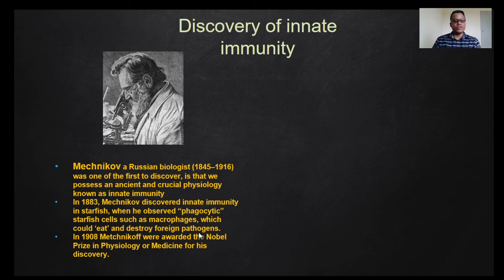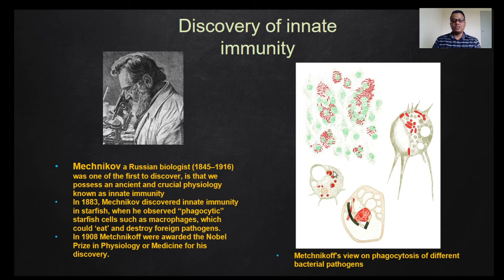In 1908, Metchnikoff, this is another way of spelling his name, was awarded the Nobel Prize in Physiology or Medicine for his discovery. This is his drawing of his view on phagocytosis of different bacterial pathogens.